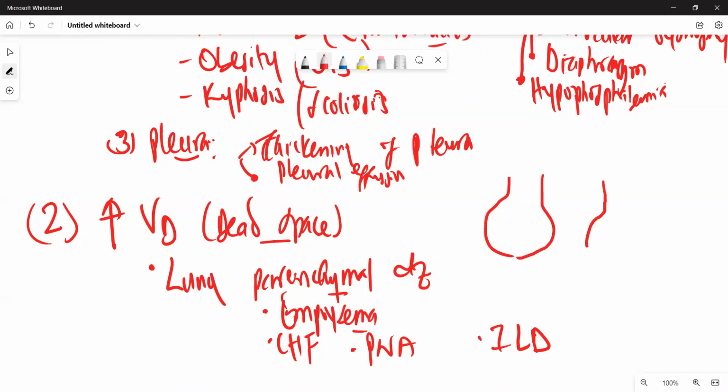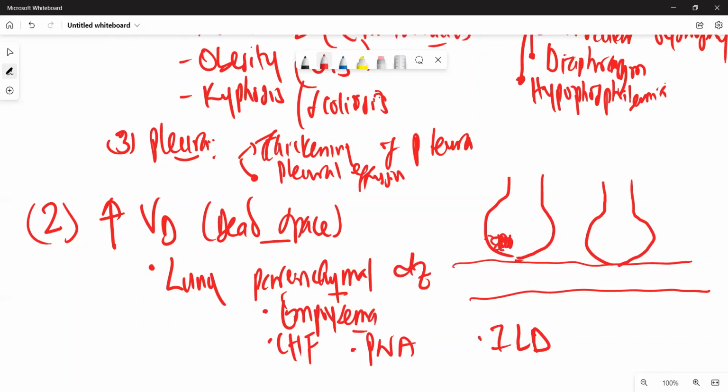So if this is our alveolus, and then we have our blood that's coming in, and the alveolus is filled with inflammatory cells, like in the case of pneumonia, or filled with transudative fluid, like in the case of CHF, or there's thickening of the alveolar wall, then all the gas in this area is basically going to behave like dead space because it is not taking part in gaseous exchange.